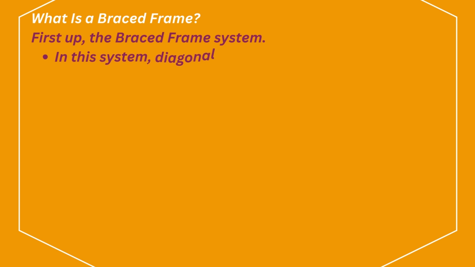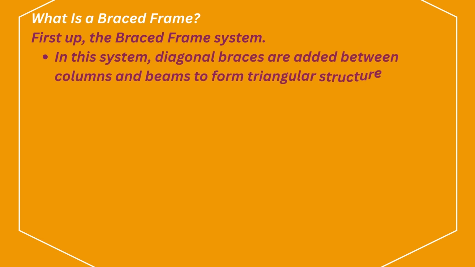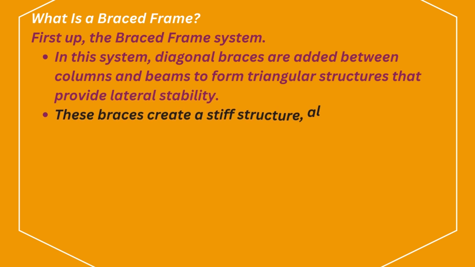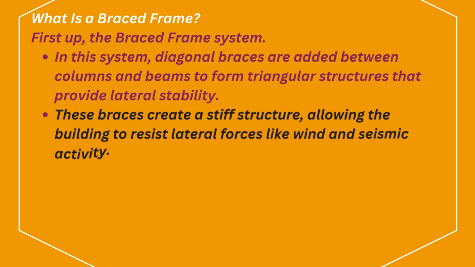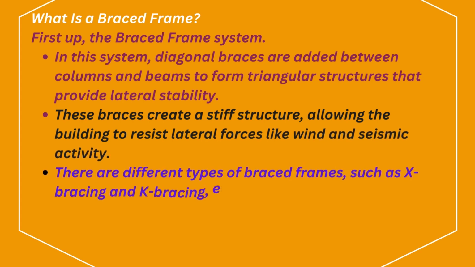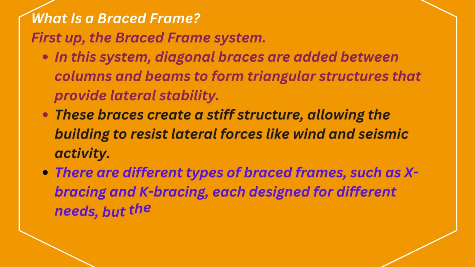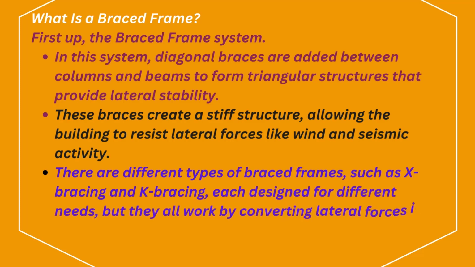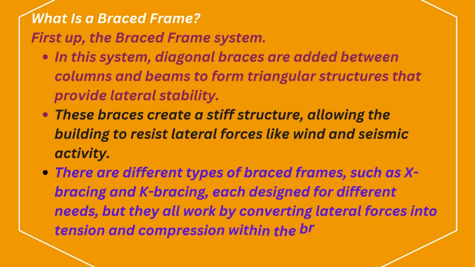What is a braced frame? First up, the braced frame system. In this system, diagonal braces are added between columns and beams to form triangular structures that provide lateral stability. These braces create a stiff structure, allowing the building to resist lateral forces like wind and seismic activity. There are different types of braced frames, such as X-bracing and K-bracing, each designed for different needs, but they all work by converting lateral forces into tension and compression within the braces.